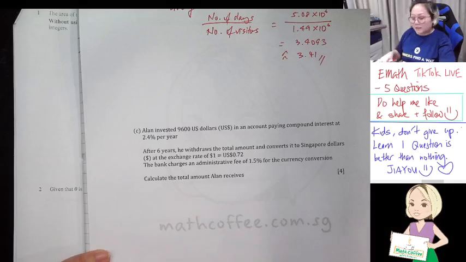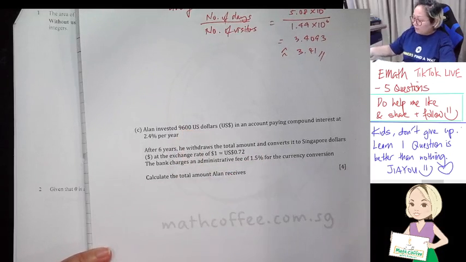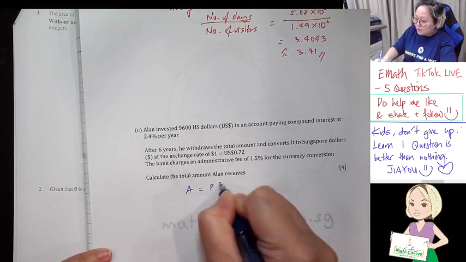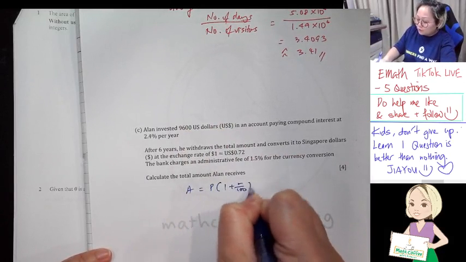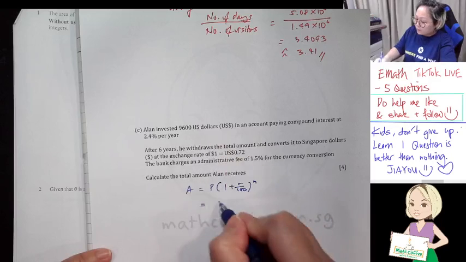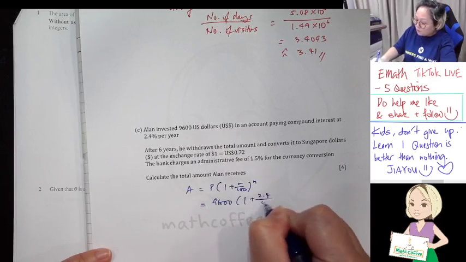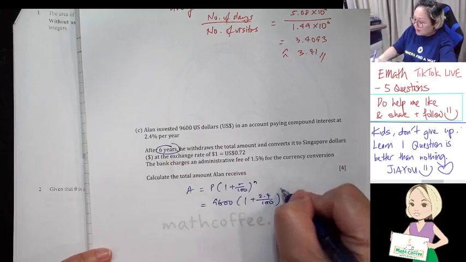Okay, so next. Now, with this amount, use blue pen. So, use the formula A equals P times 1 plus R over 100 to the power of n. This one is very straightforward. Principal is 9600. 1 plus 2.4 over 100, because it's 6 years, so my n is 6.